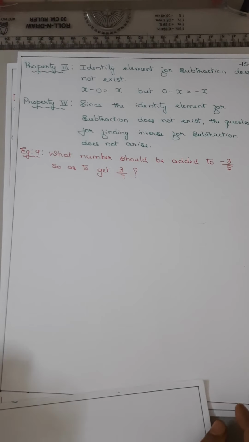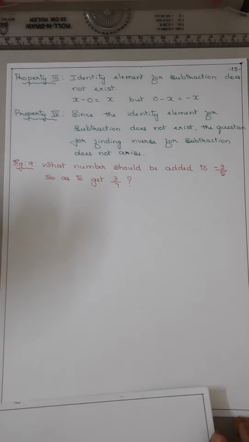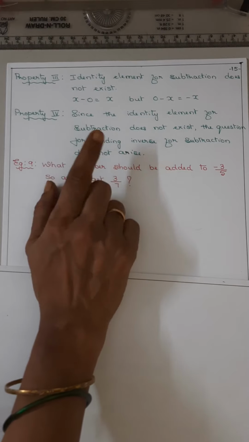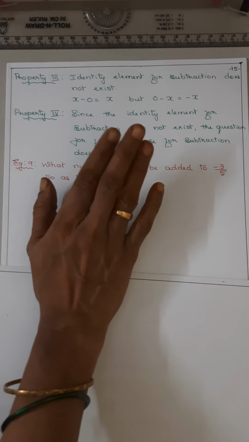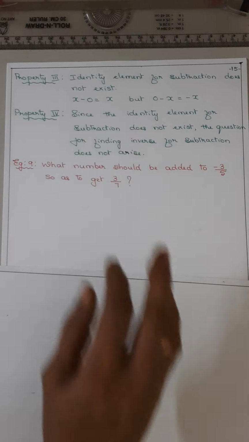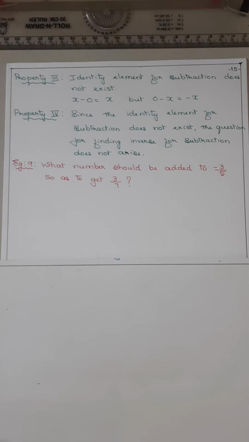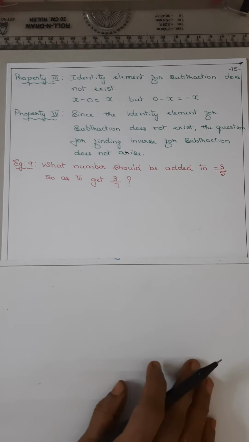Now coming to the property 3. What is the property 3? Identity element of subtraction does not exist. In addition, it was a 0, but here it won't exist because x minus 0 is x. But 0 minus x will be minus x. It won't be the same rational number. That is why the identity element of subtraction does not exist.